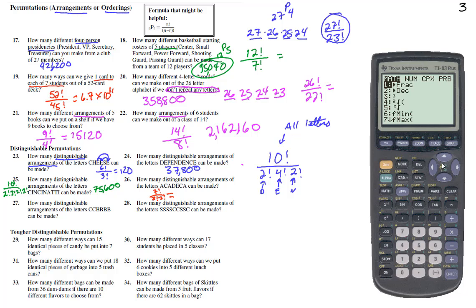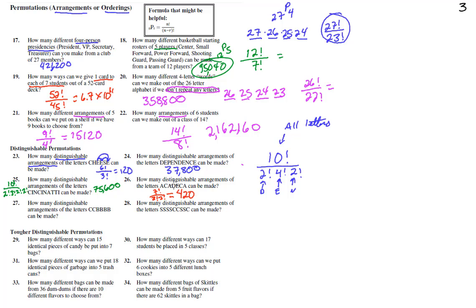7 factorial divided by parentheses 3 factorial times 2 factorial. Enter: 420. There are only 420 different ways you can mess up Academic and make them look different.